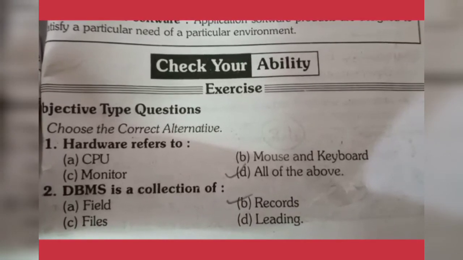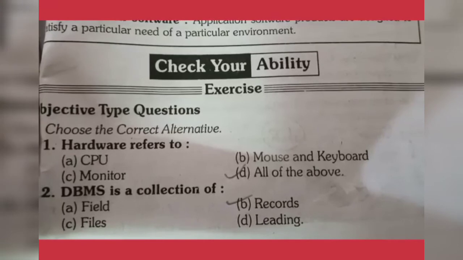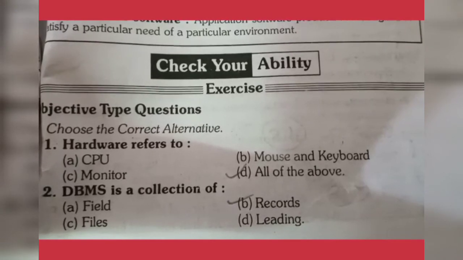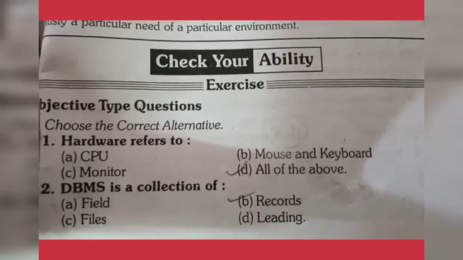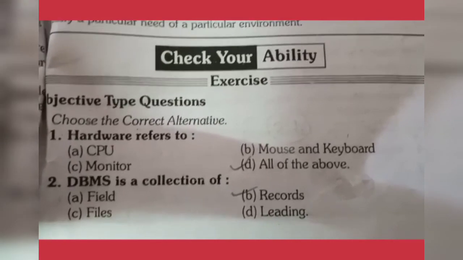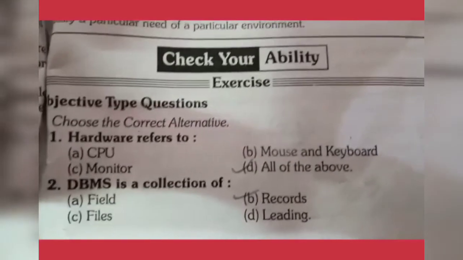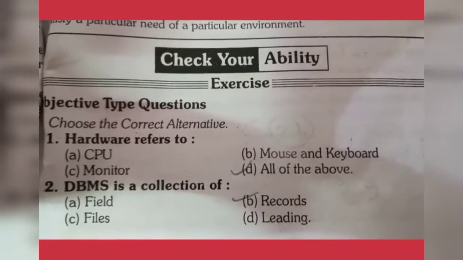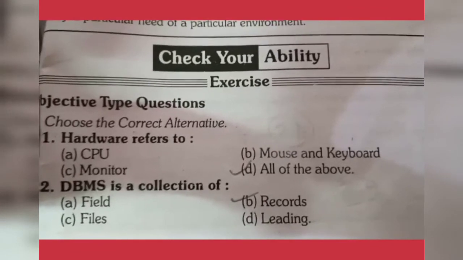First question: hardware refers to CPU, monitor, mouse and keyboard, all of the above. The answer is all of the above. CPU, monitor, mouse, keyboard are the example of hardware.